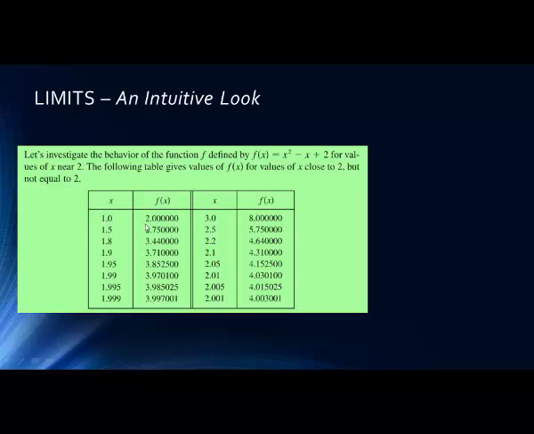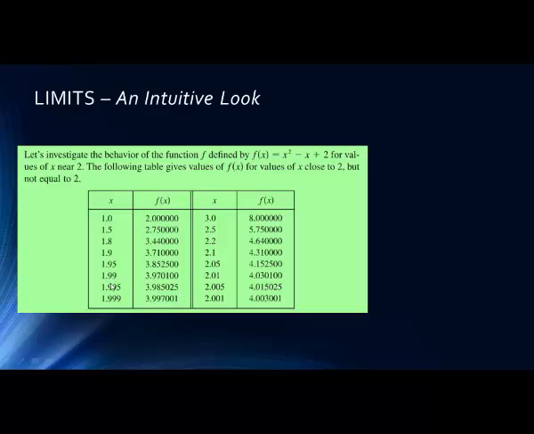So notice what we've done is we've started at 1, and we're calculating f of x, or the y value, at 1, and then we're getting closer to 2, so we're going to go to 1.5, and then to 1.8, and then to 1.9, then to 1.95. We're getting closer and closer. 1.99, we're pretty close, but we're going to get even closer. 1.995, 1.999, that's pretty close, right?